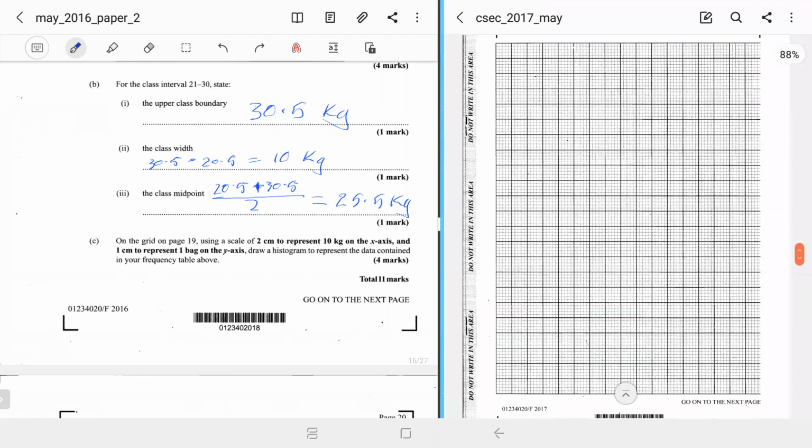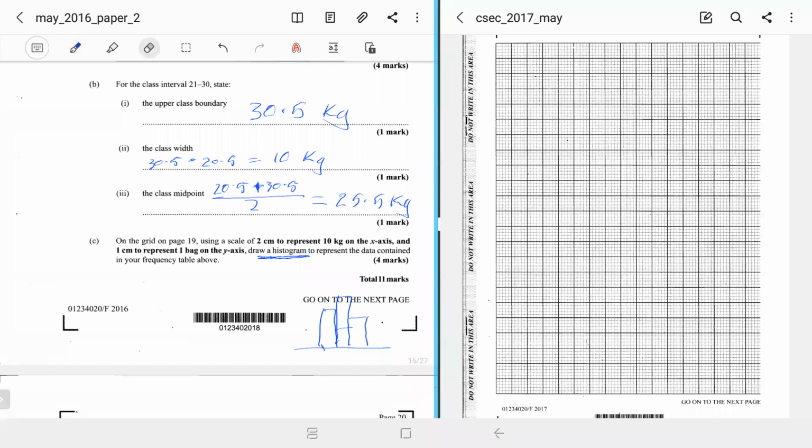For this question, it says on the grid on page 19, use a scale of 2 centimeters to represent 10 kilograms on the x-axis and 1 centimeter to represent one bag on the y-axis. Draw a histogram. Now, a histogram, remember, is like a bar chart, but the bars kiss each other. They kiss each other at the boundary values.